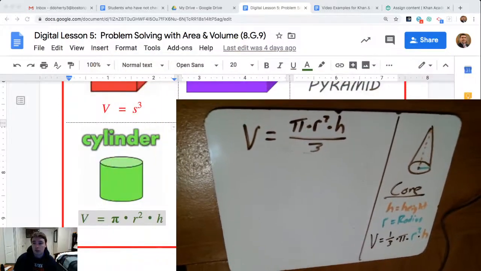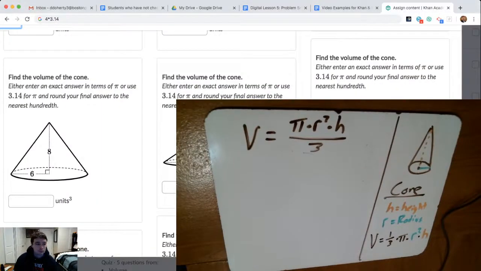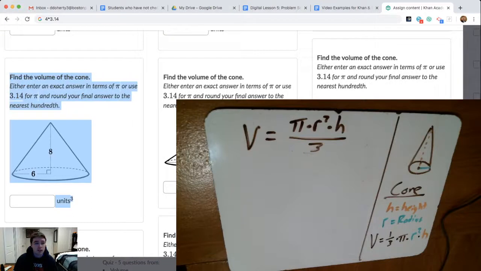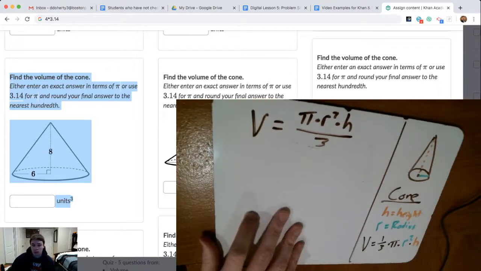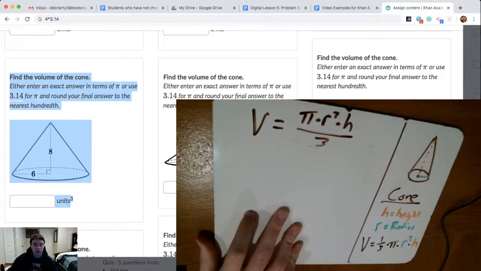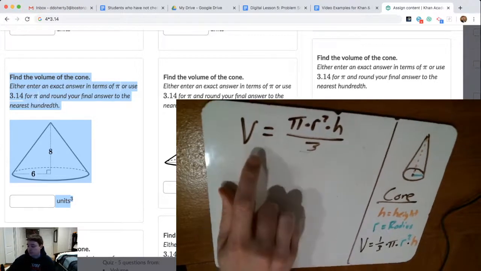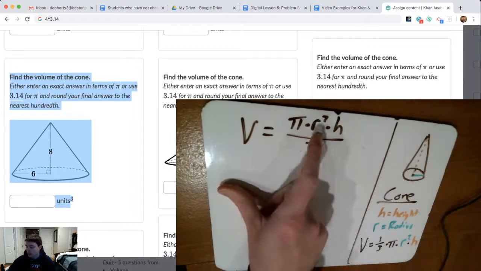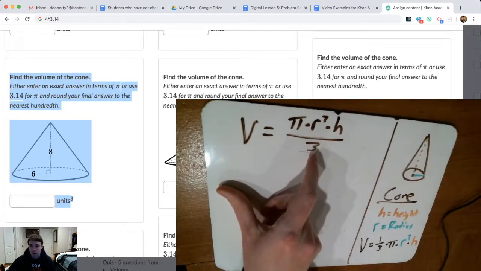The example we're going to show you is the one I'm highlighting right here. It says find the volume of the cone. Either enter an exact answer in terms of pi, or use 3.14 for pi, and also round your final answer to the nearest hundredth. So, this whole assignment for Khan Academy is about volume of cones. We're going to use this formula, V equals pi times radius squared times height divided by 3.